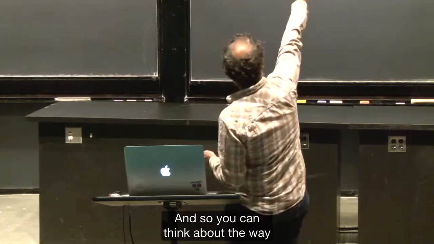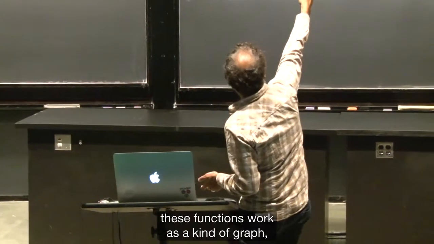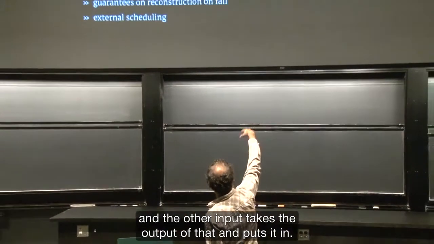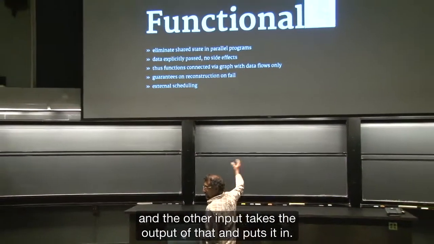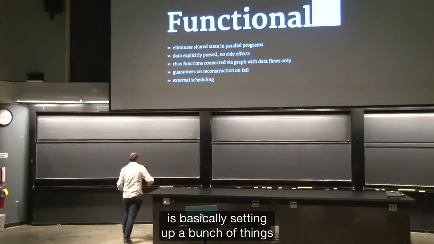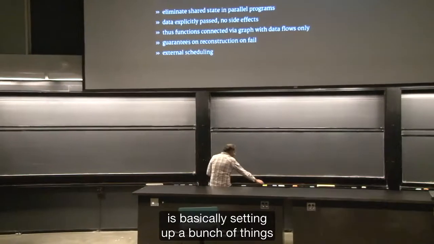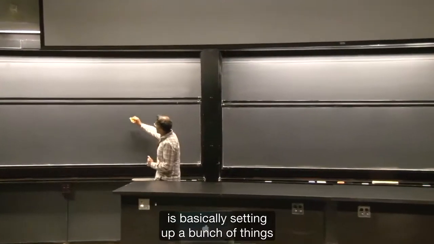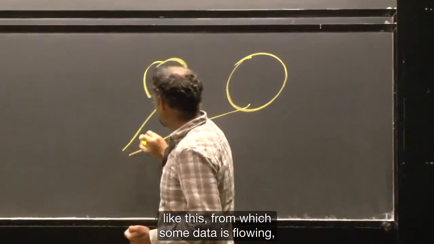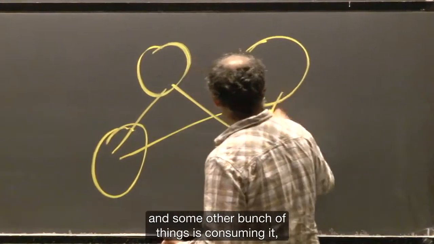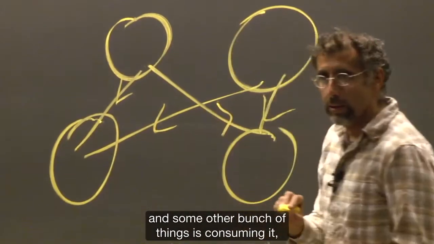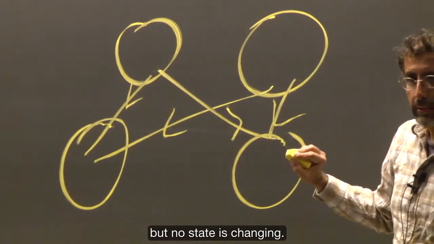And so you can think about the way these functions work as a kind of graph where you have an input and an output, and the other thing takes the output of that as its input. So you could actually imagine that what you're doing is basically setting up a bunch of things like this, from which some data is flowing, and some other bunch of things is consuming it. But no state is changing, right?